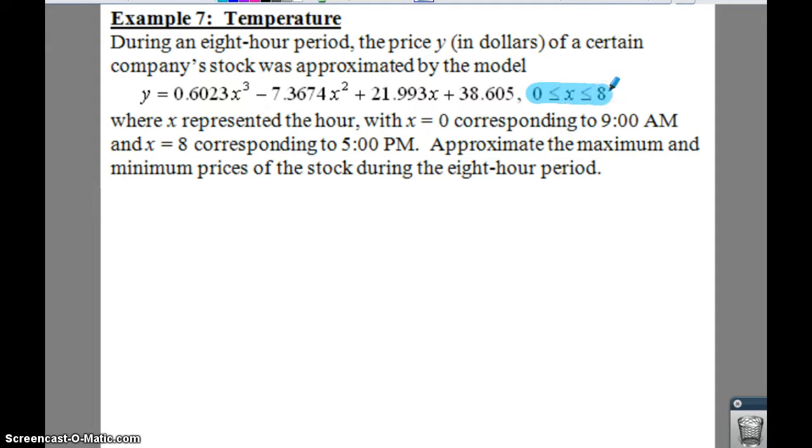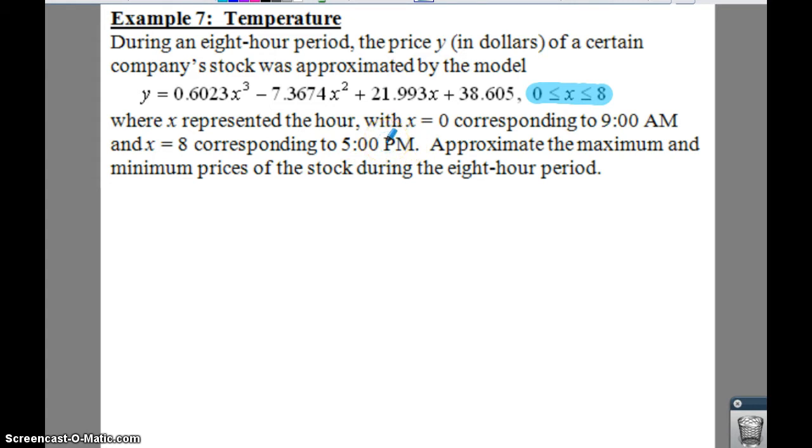What does x represent? Great question. Well, oh hey, this is right here, where x represented the hour. So we have an 8-hour period, x represents the hour. You have an explicit domain that has been defined for you. So you can't have a negative hour, so that's why we have to start at 0, and it goes all the way up to and includes 8. So x equals 0 corresponds to 9 a.m. If you're going to go for 8 hours, x equals 8 corresponds to 5 p.m.